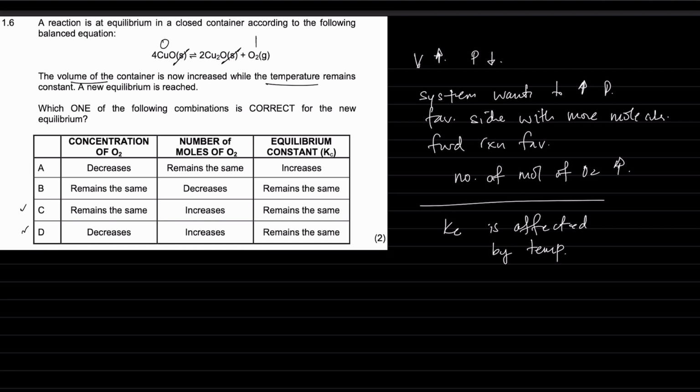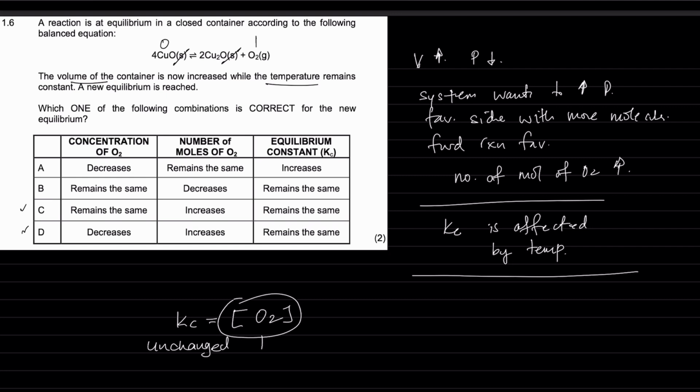Now, let's look at how we can figure out what happens to the concentration of O2. Now, this is the tricky part because not many people would think of it. What we need to do here is look at the Kc expression. The Kc expression is only going to be the concentration of O2, because solids don't have a concentration. So they are excluded from the Kc expression. Since the Kc is unchanged, it means that the concentration of O2 must also be unchanged. And so the answer to this question is going to be C.